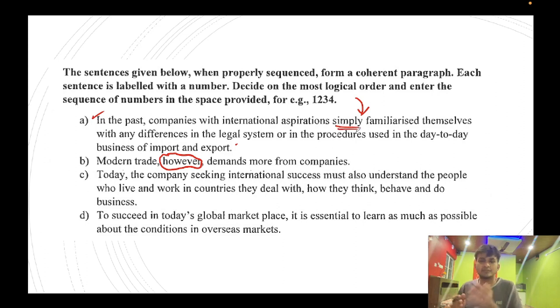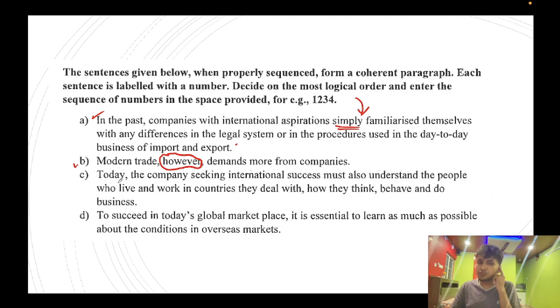See, when you're starting a paragraph, you give a slow and reverberating introduction, right? You start a sentence, you start a paragraph with a punch. But here they're introducing the concept of companies with international aspirations simply into thin air without giving any context. Now, B is very clear because a phrase like however is being used, right? As I talked about earlier.